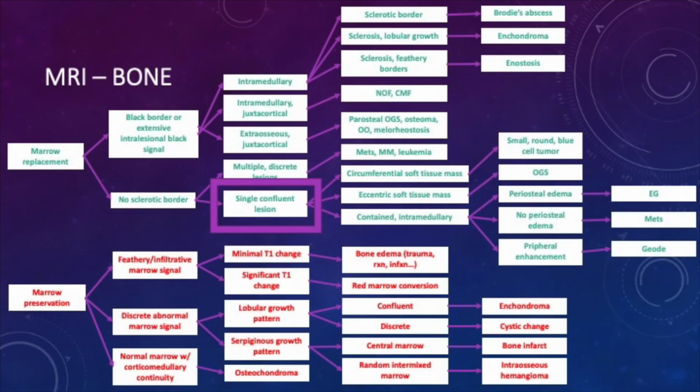So once we have a single confluent lesion, we need to know, is it completely contained in the intramedullary space? Is there a soft tissue mass? And if so, is it circumferential around the entire bone, or is it eccentric and only coming out one part of the bone in one direction?